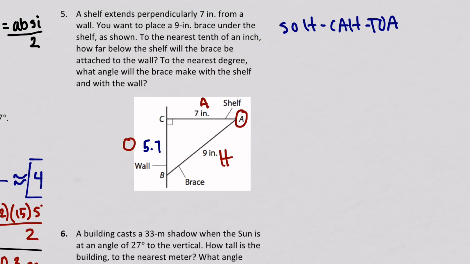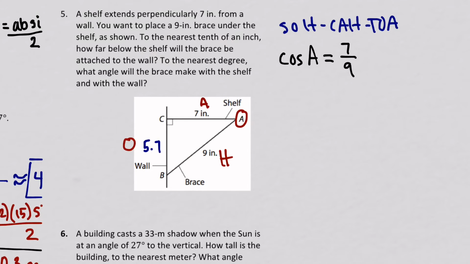According to the trig ratios, cosine of angle A, I don't know what angle A is, so I just put angle A right there. Cosine of angle A is equal to adjacent over hypotenuse, right? So what is the adjacent side? 7. And the hypotenuse? 9. So cosine of A is equal to 7 over 9.